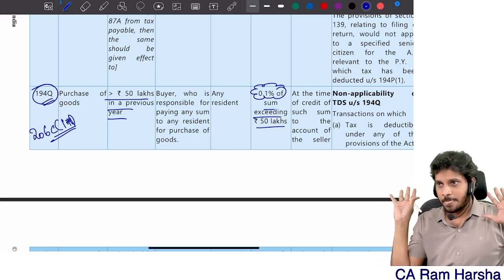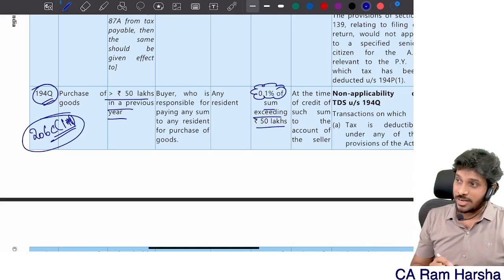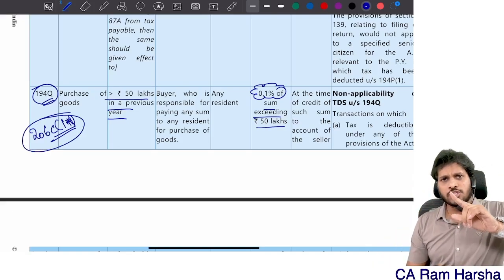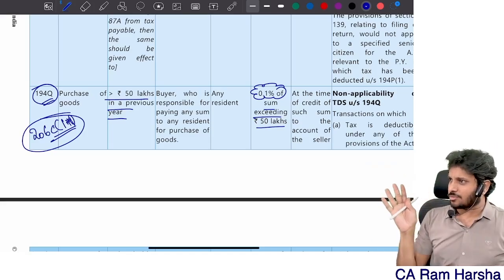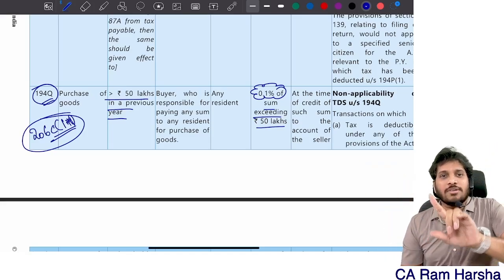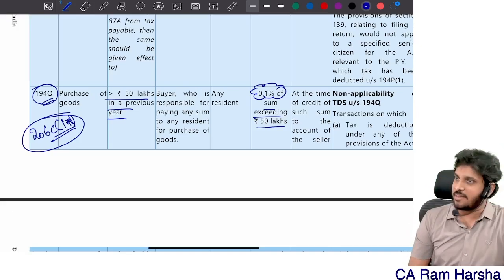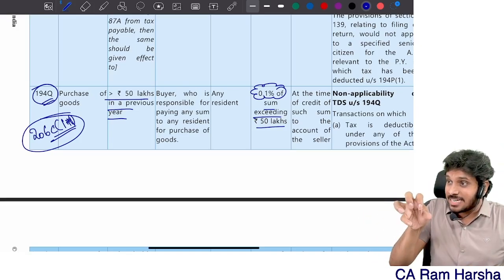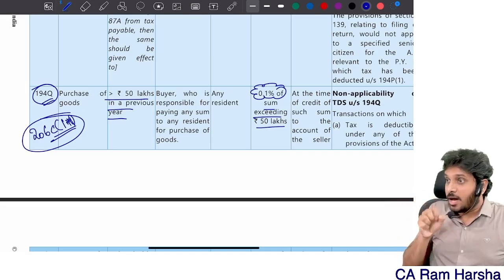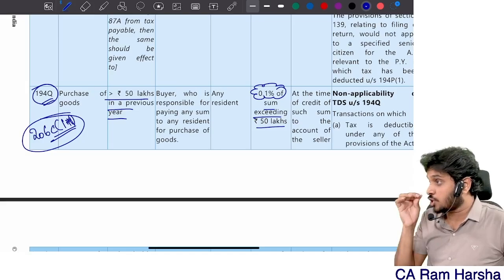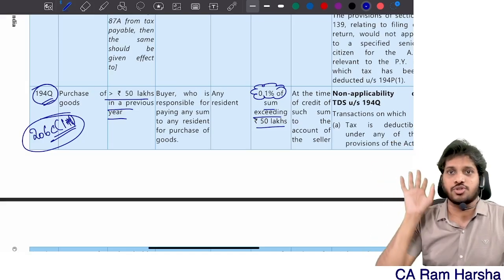On the amount exceeding 50 lakh. Whereas 206C(1H), what does it say? If you are a seller of goods whose turnover in the preceding year exceeds 10 crore, and you are going to collect consideration of more than 50 lakhs in a year, then on the amount exceeding 50 lakh, you should collect 1% TCS.